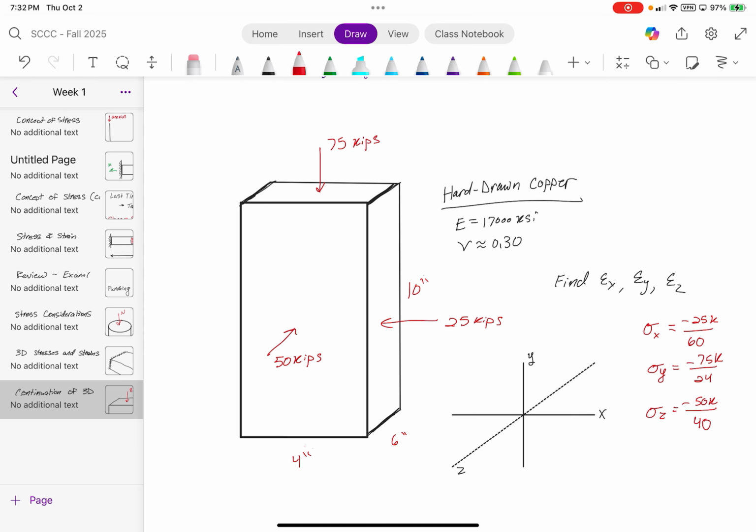That's all we need. You don't need to find the extra deformations, but if you wanted to, you just multiply the strains by their corresponding lengths. I'm not asking you guys to find the volume change, just the strains, because we already did examples showing how you do that.